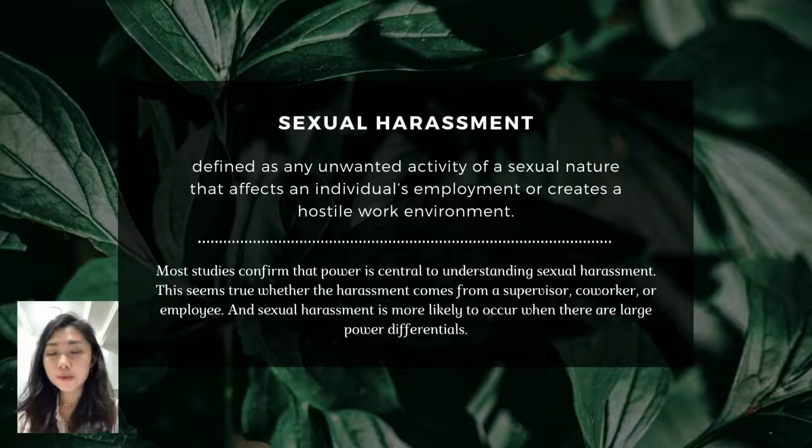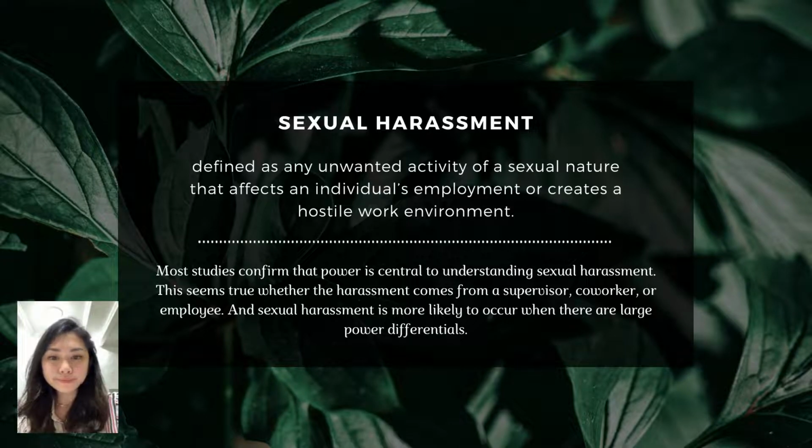So we now talk about sexual harassment in the workplace. What exactly is sexual harassment? Sexual harassment is defined as any unwanted activity of a sexual nature that affects an individual's employment or creates a hostile work environment. Most studies confirm that power is central to understanding sexual harassment. This seems true whether the harassment comes from a supervisor, coworker, or employee. And sexual harassment is more likely to occur when there is a large power differential, for example from a director to someone below, just because power makes them feel powerful.